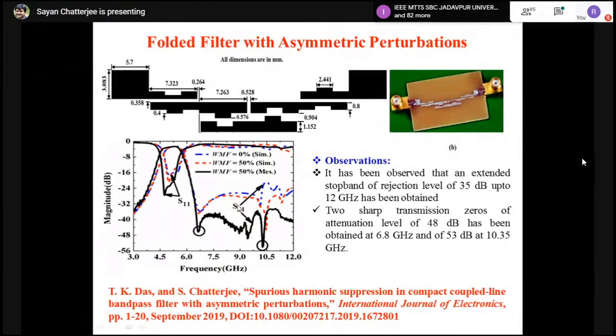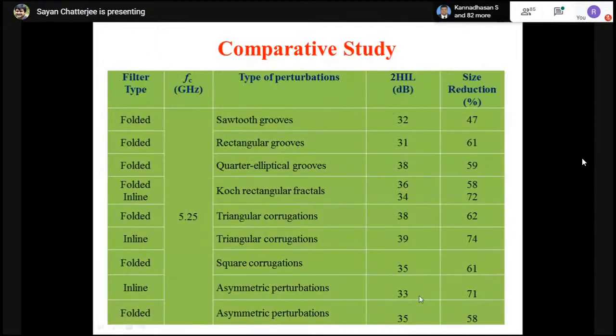So we can say these are a better result than the previous one, because you can see 40 dBs are already achieved. Then Koch fractals are already what we have said earlier. So with that, we have made a comparative study where you can see previous attempts of size reduction addressed, where very good size reduction characteristics are obtained, but what was not obtained previously is the harmonic suppression characteristics. Now we have already obtained this harmonic suppression.